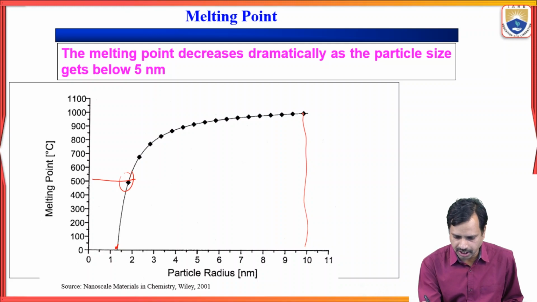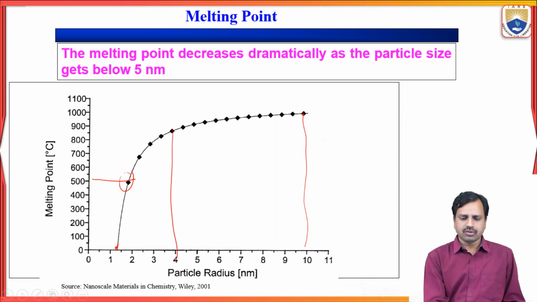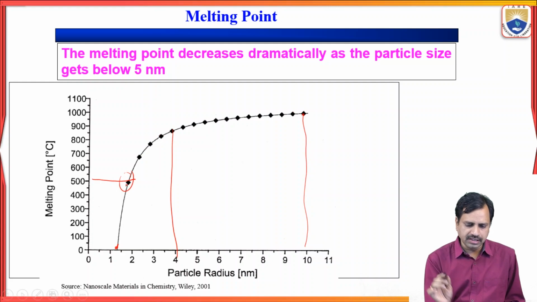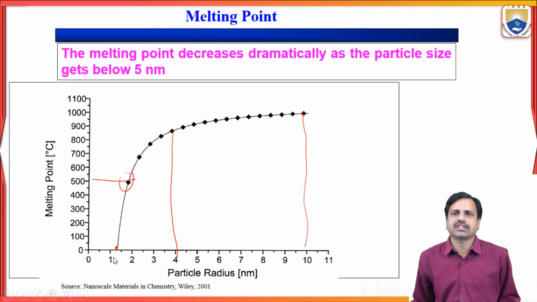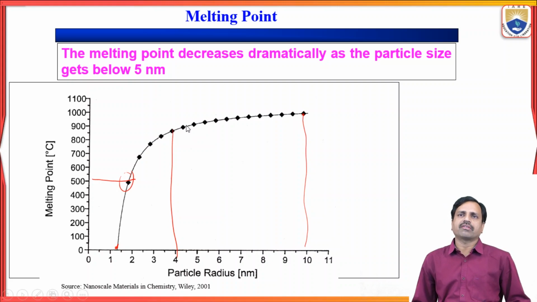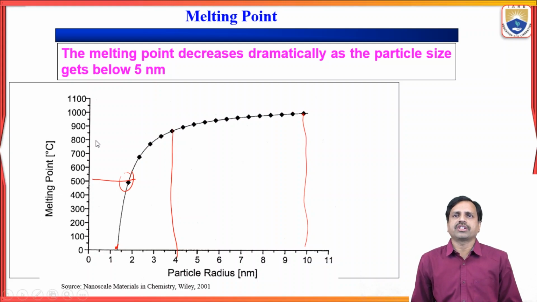When the particle size is 10, the melting point is almost 900. But drastically, you can see that when the particle size is reduced to 4 nanometers, the melting point decreases drastically. We can see drastic changes when the particle size goes from 10 to 4 nanometers. Approximately the same graph is observed for sizes 10 to 4. But when the nanoparticle size is 3, it is around 800.